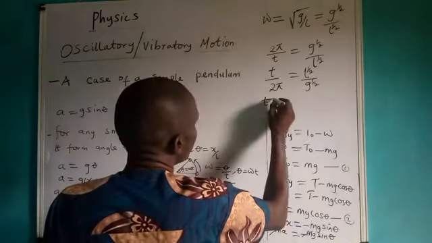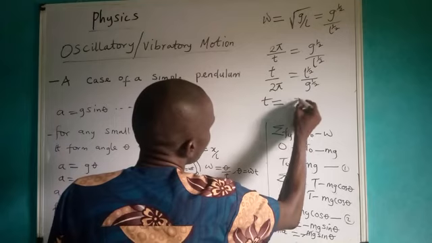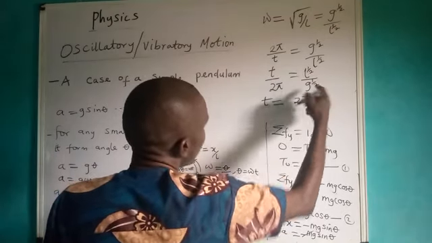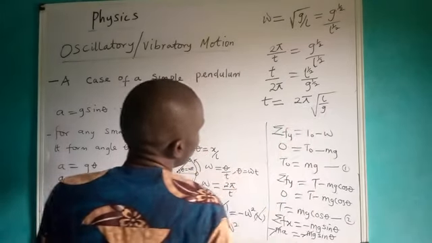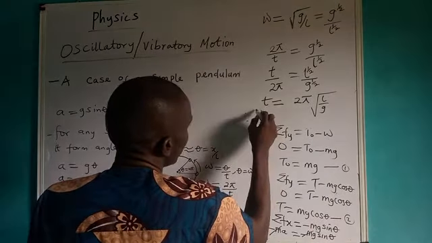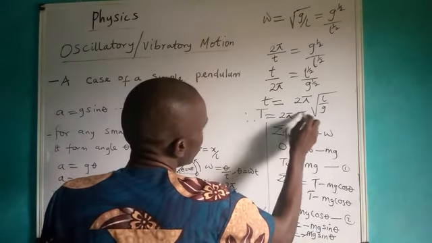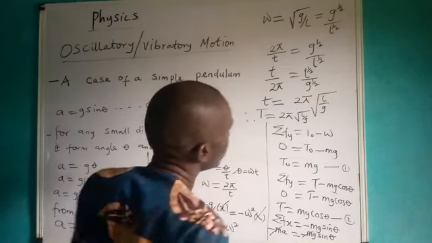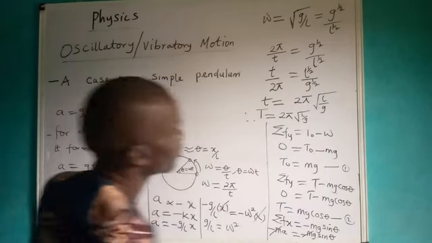If I multiply both sides by 2 pi, the 2 pi will leave here and become 2 pi on this side. Remember this one has the power half, so I can decide to take it again as the root of L over g. Therefore, I can conclude that my time period of oscillation T is equal to 2 pi times the square root of L over g. This is the time period of oscillation.